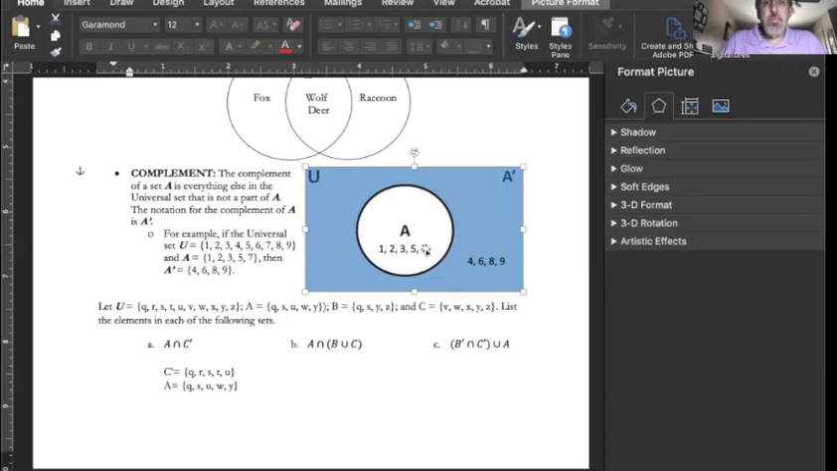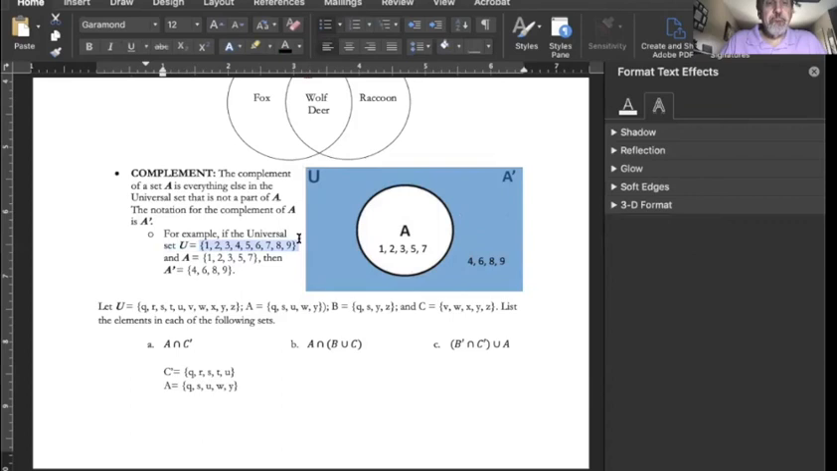So if you take set A and you take the complement of A and you put them together, you're going to get the original universe. So if I take everything that's in A, the 1, 2, 3, 5, 7, and I take the complement 4, 6, 8, 9, and I put them together, I end up with my original universe, as you can see right there. So here's an example with letters.